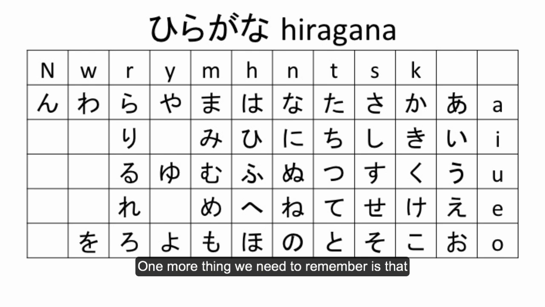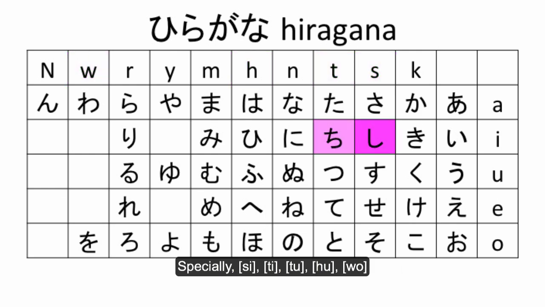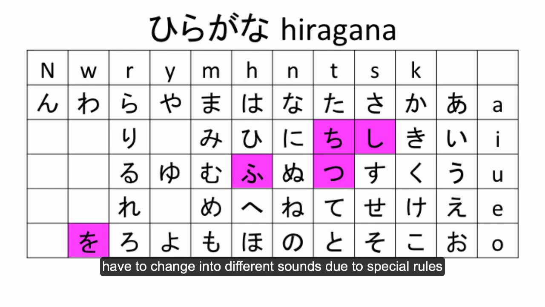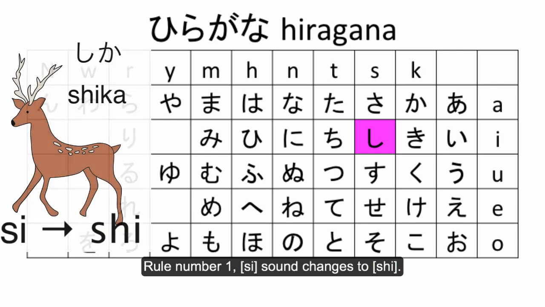One more thing we need to remember is that some consonants are pronounced differently depending on the following vowel. Consonants S, T, H, and W undergo such changes. Especially si, ti, tu, hu, wo have to change into different sounds due to special rules. Rule number 1, si sound changes to shi.